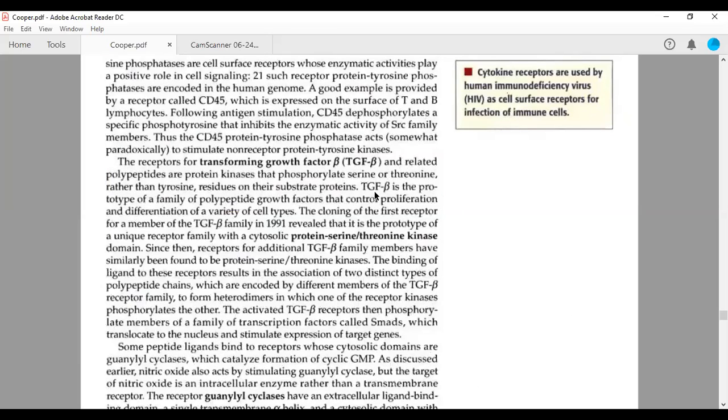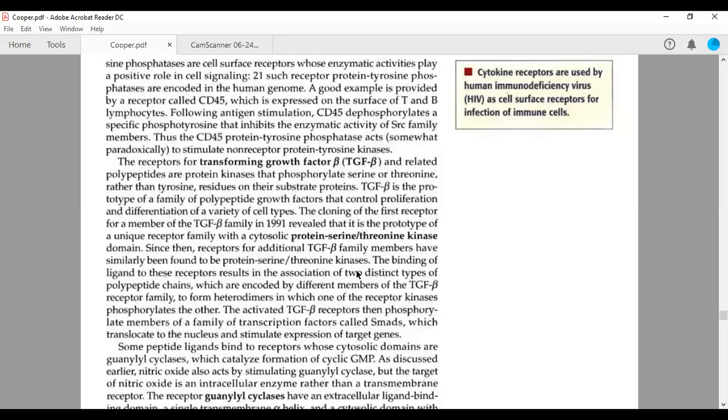Transforming growth factor beta is a prototype of a family of polypeptide growth factors that control proliferation and differentiation of a variety of cell types. Cloning of the first receptor for a member of the TGF beta family, done in 1991, revealed that it is a prototype of a unique receptor family with cytosolic protein serine threonine kinase activity. So it has a domain which phosphorylates only serine or threonine, not tyrosine. Since then, all the receptors for additional TGF beta family members discovered have been serine threonine kinases.